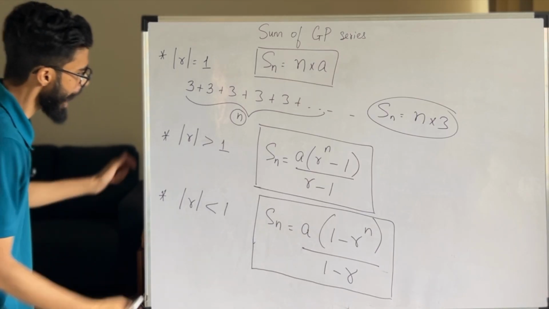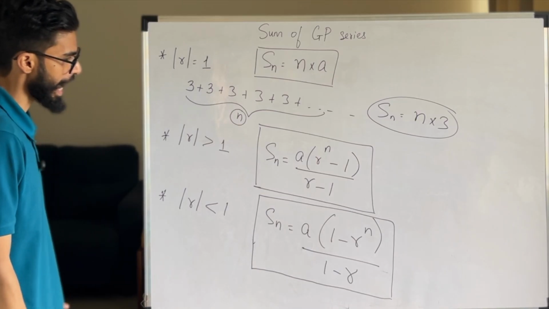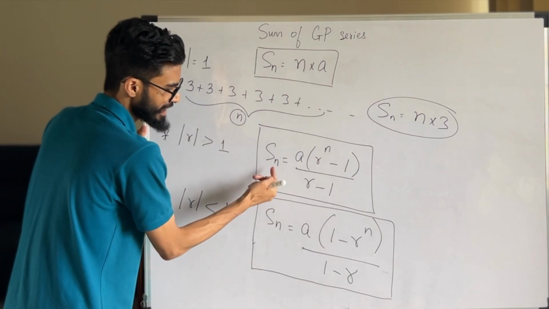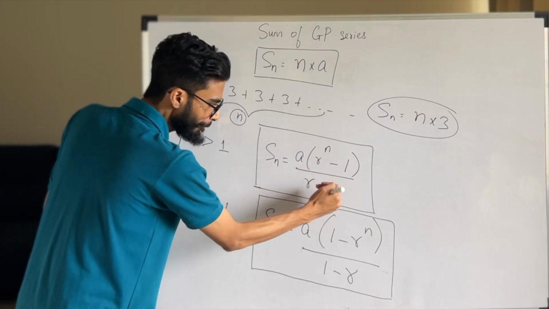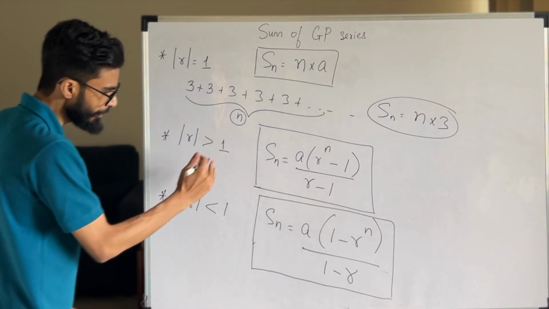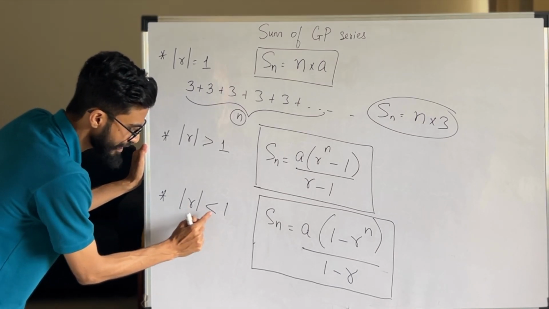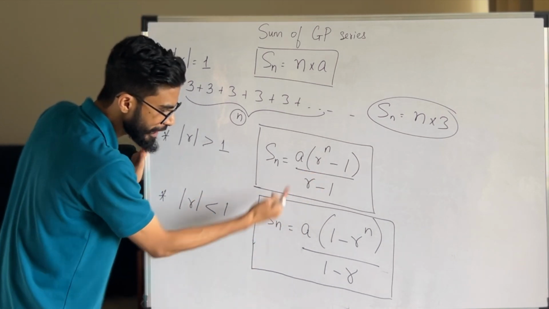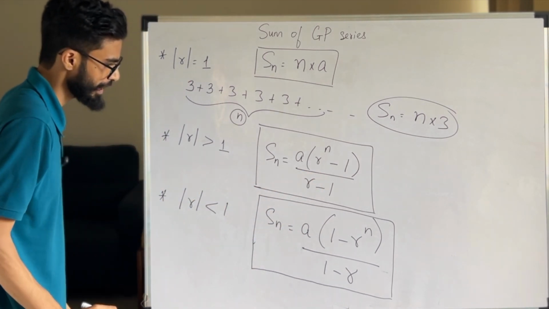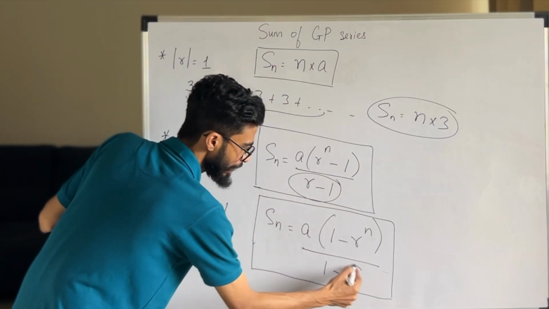Now if my absolute value of R is greater than 1, then I will apply this formula, which is Sn equal to A into R raised to n minus 1 upon R minus 1. Similarly, for absolute value of R when it is less than 1, I will apply this formula. Both of these formulas are same. It is just that we are making the denominator positive.